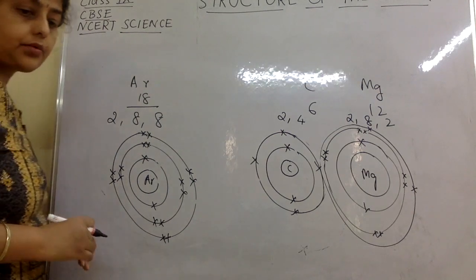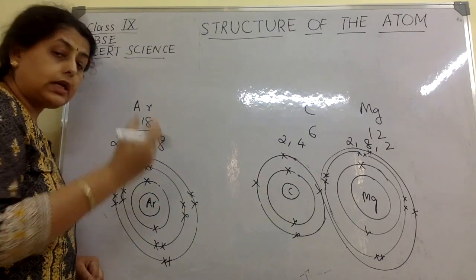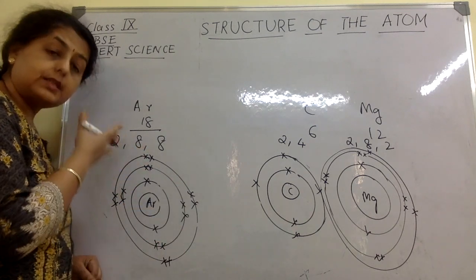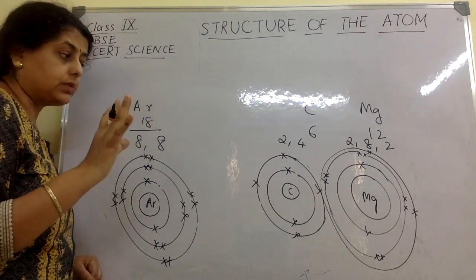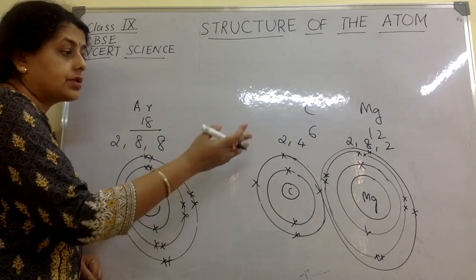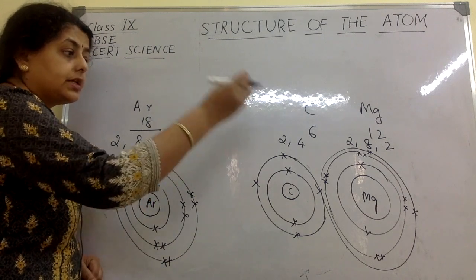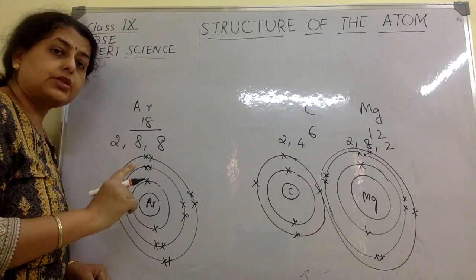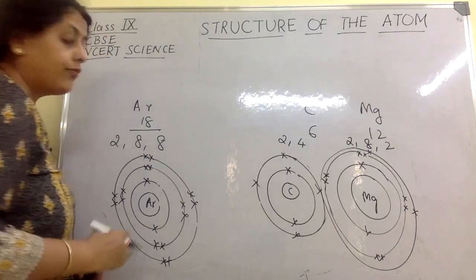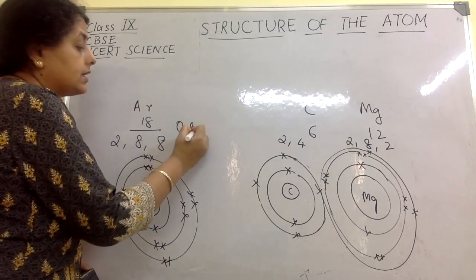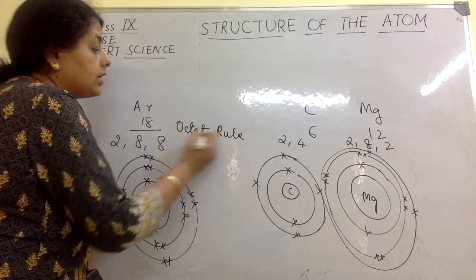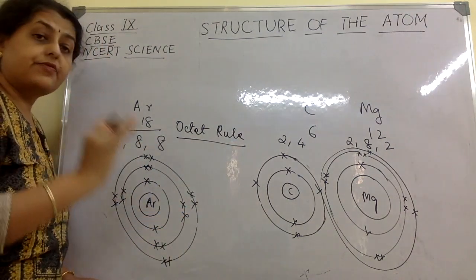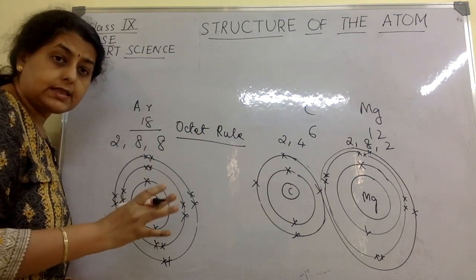Now here I want to tell you that every element wants to achieve 8 in the last orbit, just like argon has done, though it is not possible. You can see that carbon has 4 in the outermost orbit, magnesium has 2, oxygen had 6. They could not get the last orbit as 8. When they have 8 in the last orbit, it is called the octet rule. If you have 8 in the last orbit like argon, it becomes very stable. The atom is very stable.